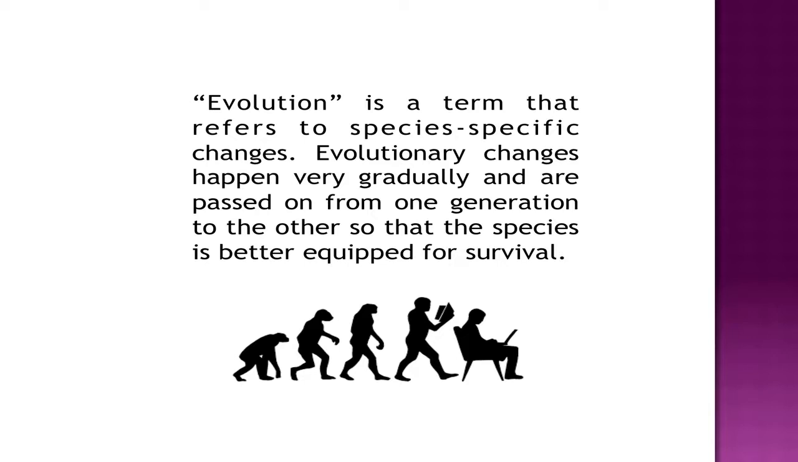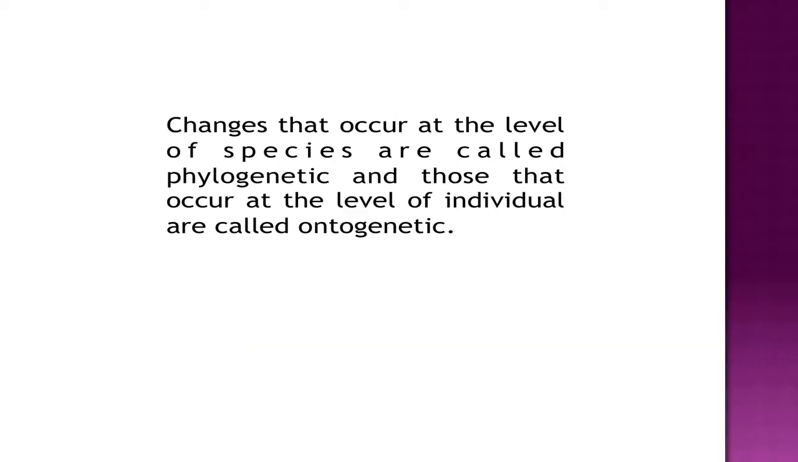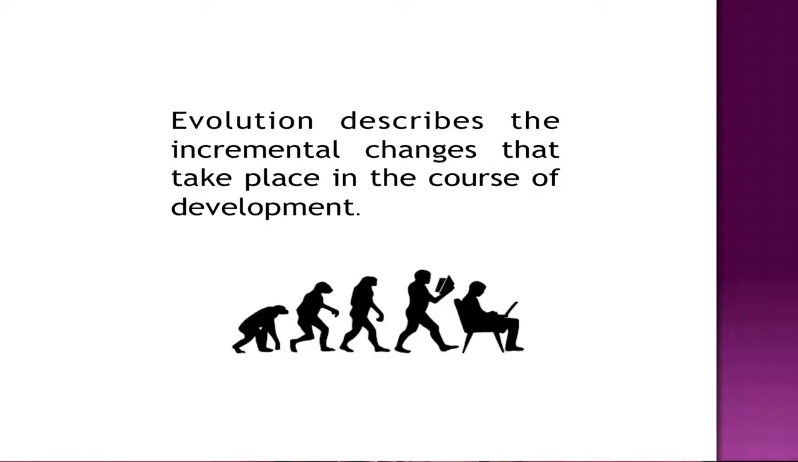Evolution is a term that refers to specific changes. Evolutionary changes happen very gradually and are passed on from one generation to the other, so that the species is better equipped for survival. The evolution from apes to human beings took place over a period of about 14 million years. Changes that occur at the level of a species are called phylogenetic, and those that occur at the level of the individual are called ontogenetic. The term evolution is also used to describe the incremental changes that take place in the course of development.